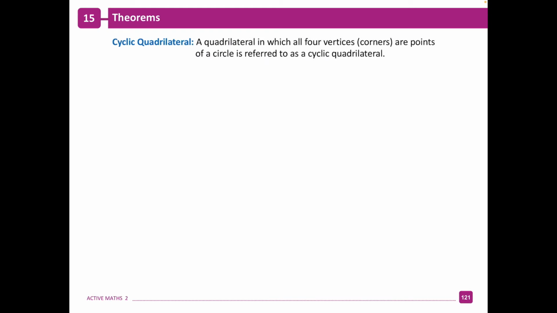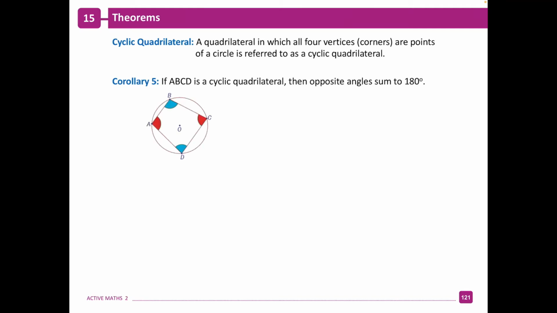A cyclic quadrilateral is a quadrilateral where all 4 corners are lying on the circle. If you have a cyclic quadrilateral, then opposite angles add up to 180 degrees. So here's our cyclic quadrilateral. Angle A plus angle C is equal to 180 degrees, and angle B plus angle D is equal to 180 degrees.